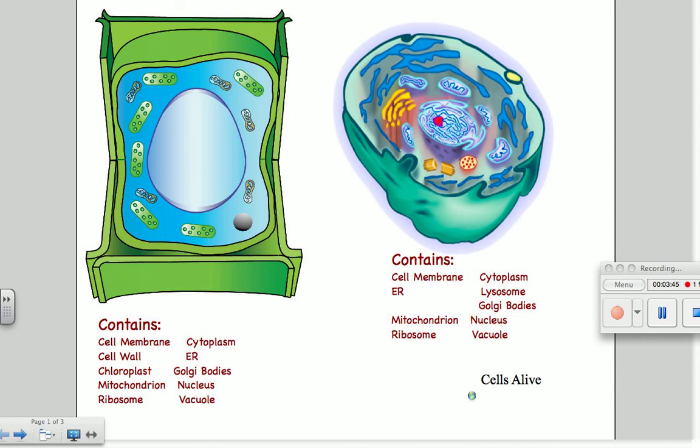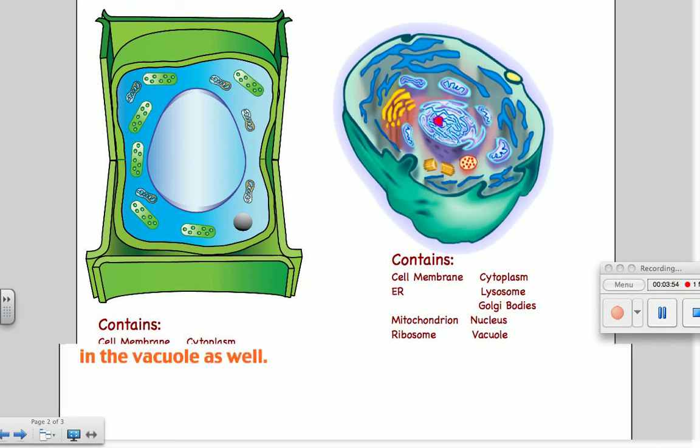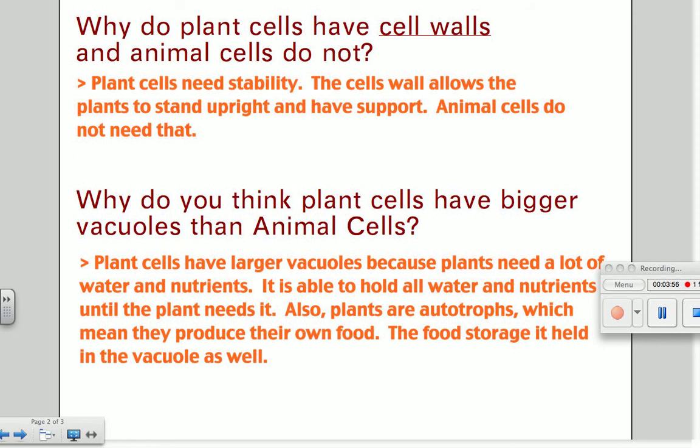Okay, so you will have to know what organelles are in a plant cell and what organelles are in an animal cell. You do not have to label anything. Okay, you don't have to label.